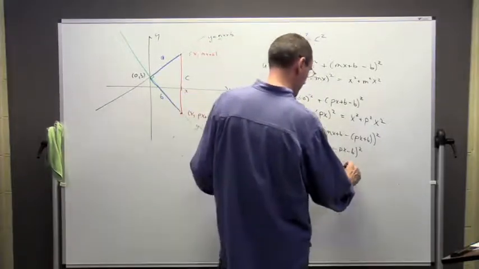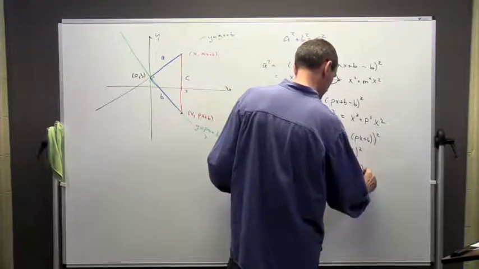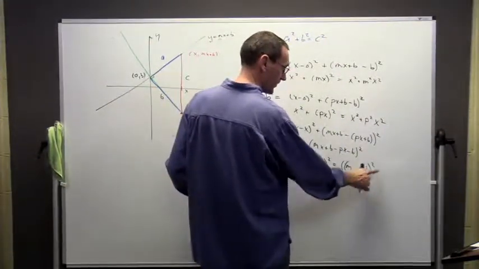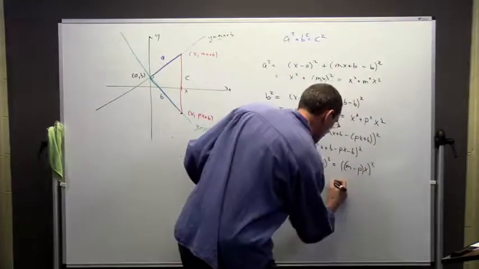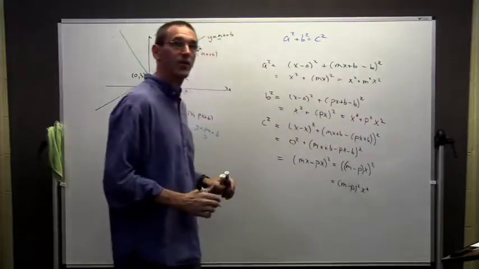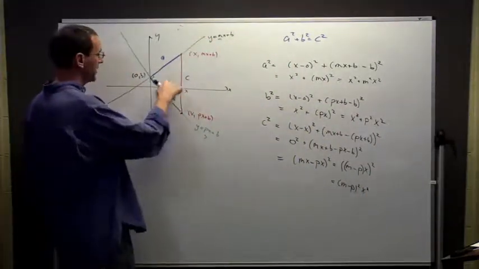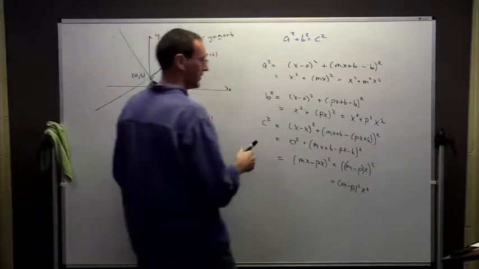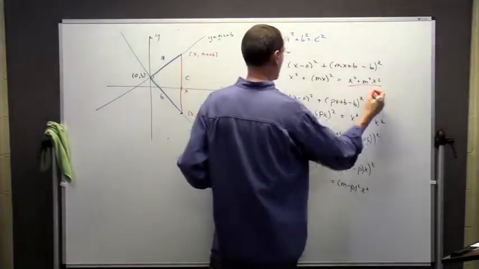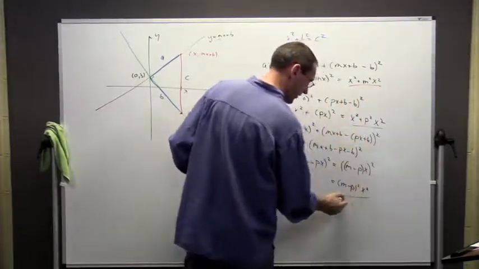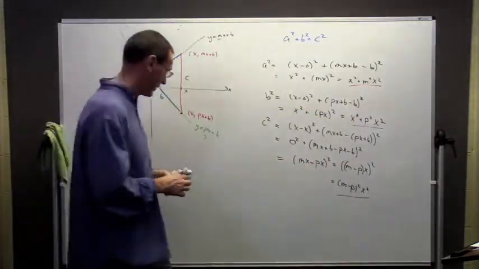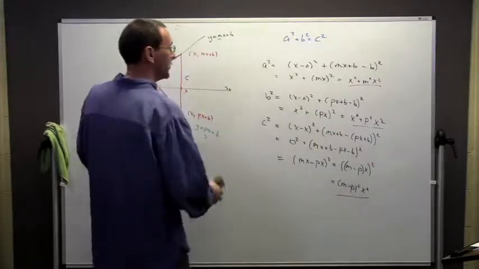I can factor out the x there. So it has an x, that has an x. So I have the quantity m minus p times x all squared, which I can write as m minus p squared times x squared. Now notice here, I'm assuming my x is not 0. So I can now take this thing, my a squared, this is my b squared, and that a squared plus b squared has to equal c squared. So let's write that out and see what happens.